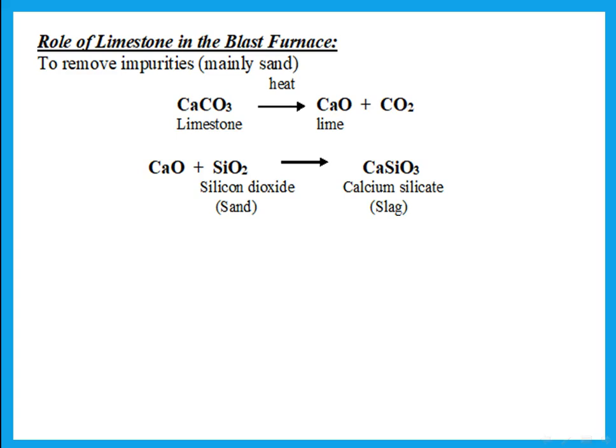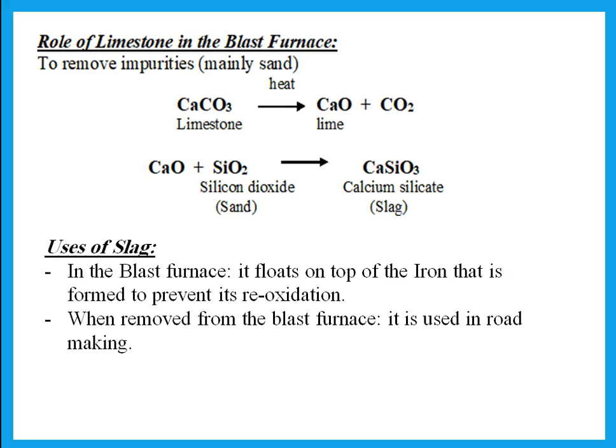So actually it is a very important product. In the blast furnace, it floats on top of the iron, and that helps to prevent the reoxidation of the iron. If I expose the iron to the hot air that is going in, then it will be reoxidized. So the presence of the slag on the surface of the iron prevents its reoxidation, and then it can be removed later from the blast furnace and used in road making.